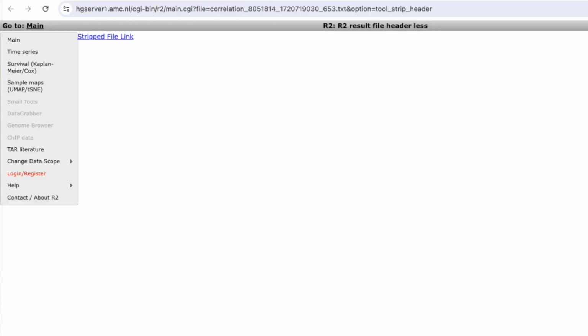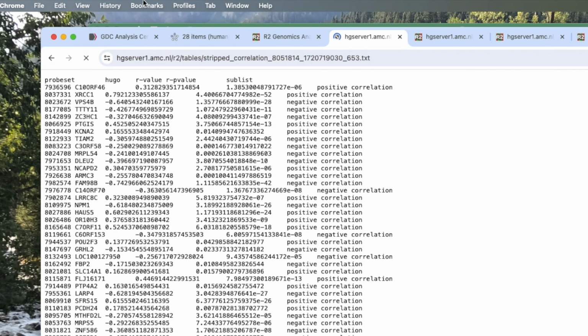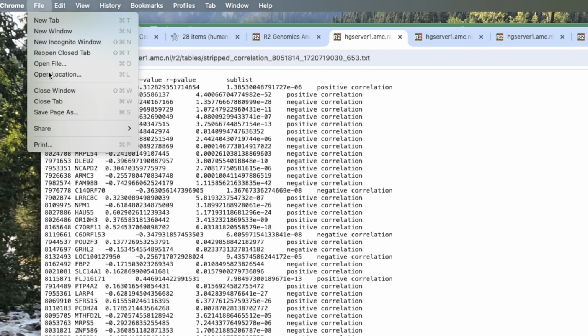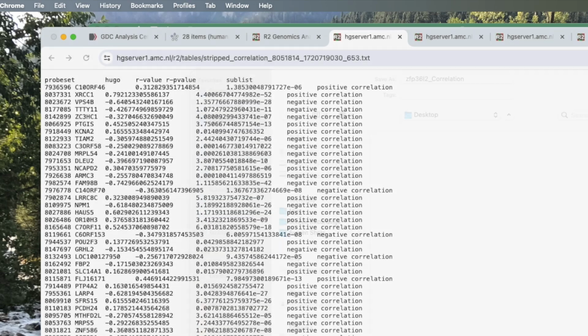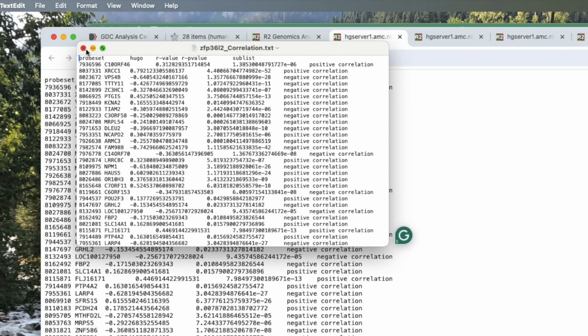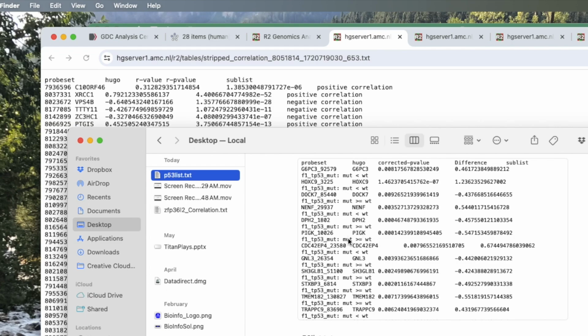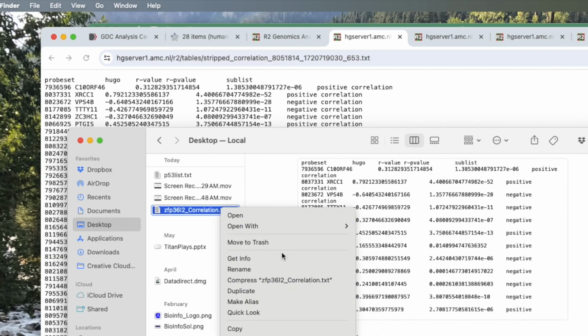You'll see the strip file link. Click on that. And now let's save this somewhere. So I'm going to say file, save as, save page as. What was the name? ZFP36L2. And I'm going to save that. Let me open this. So what we want to do is open it with, where's my desktop? Oh, there it is. Open with Excel.